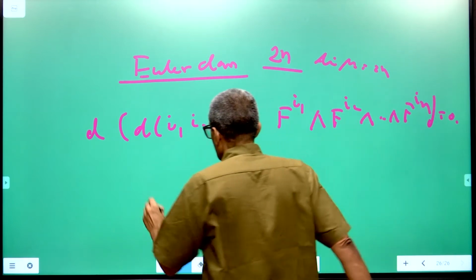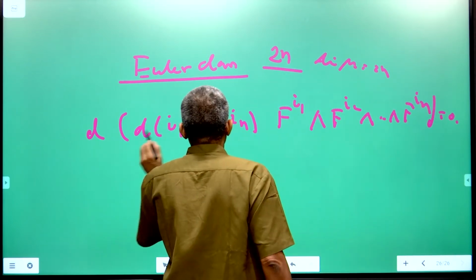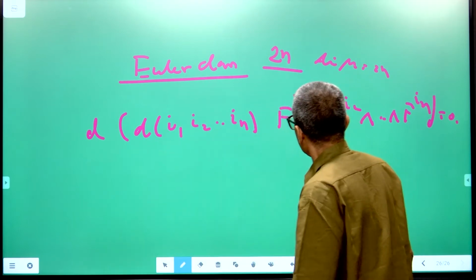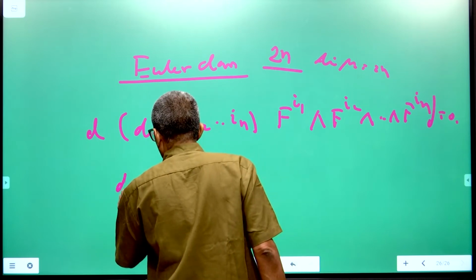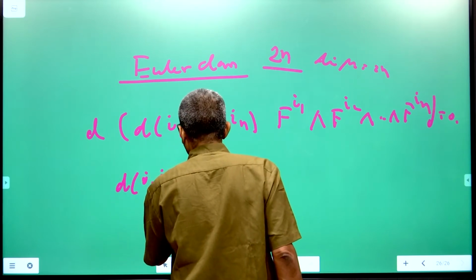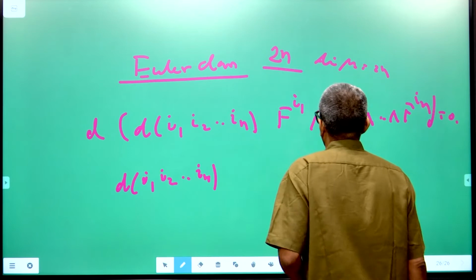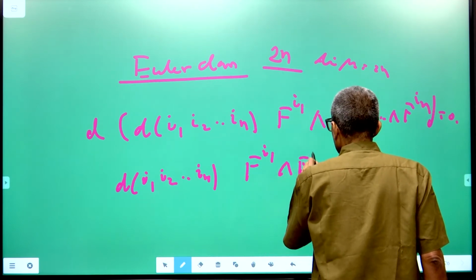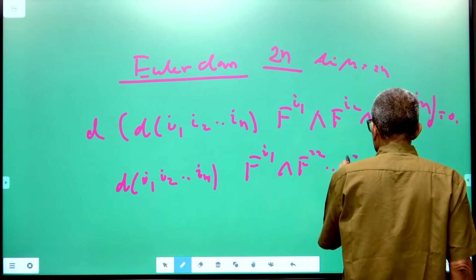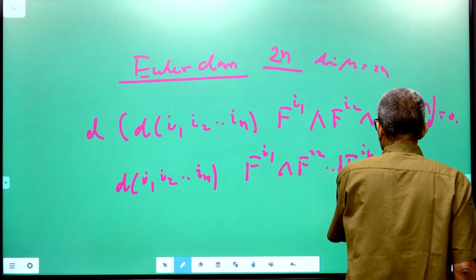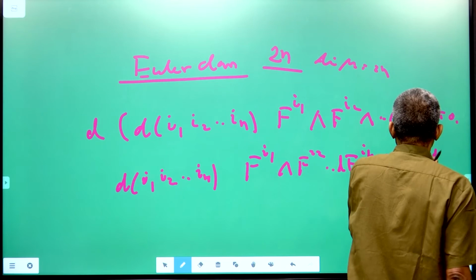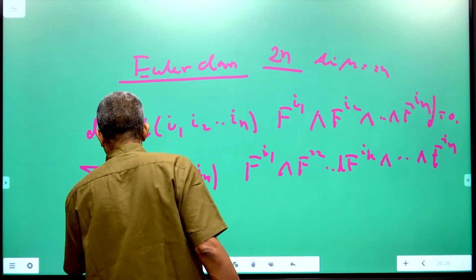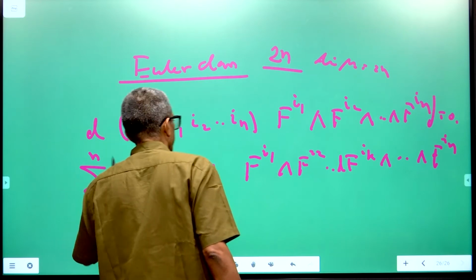So how do you show it is a closed form? Provided D is an invariant tensor, invariant with respect to the Lie algebra of the group. So if you look at d of this, what is it? This is D_{i1 i2 ... in}. If you look at F^{i1} wedge F^{i2}, they are all 2-forms, at the kth position you take dF^{ik}, and then you put again wedge F^{in}, summed over all the i1 to in and also summed over all k going from 1 to n.